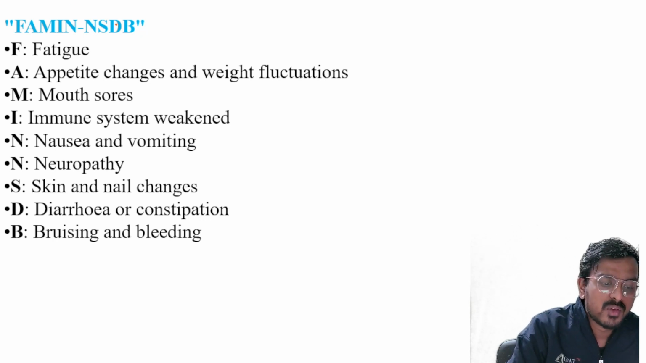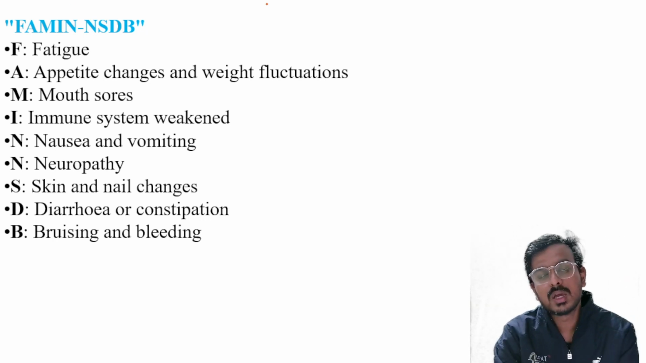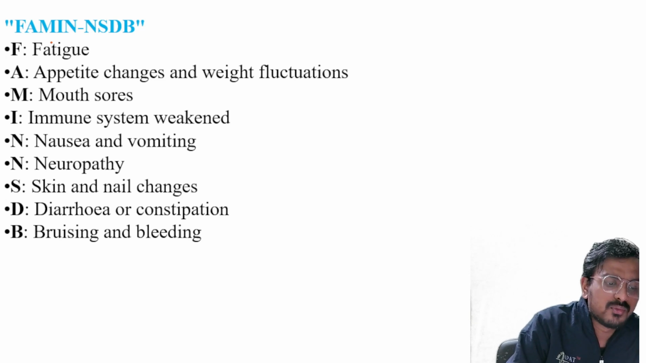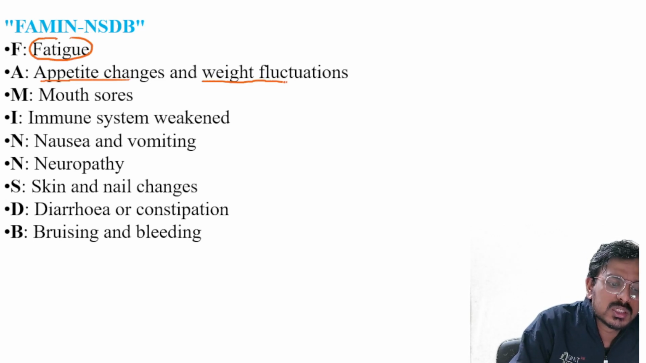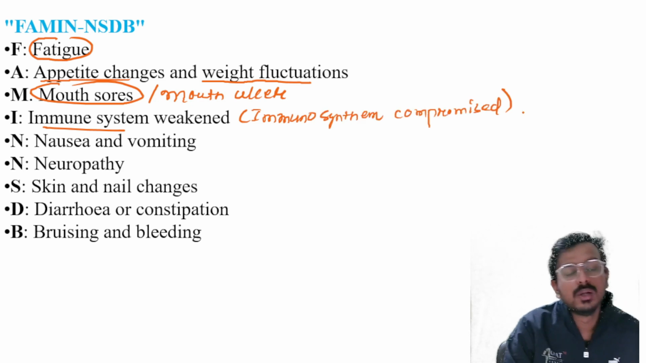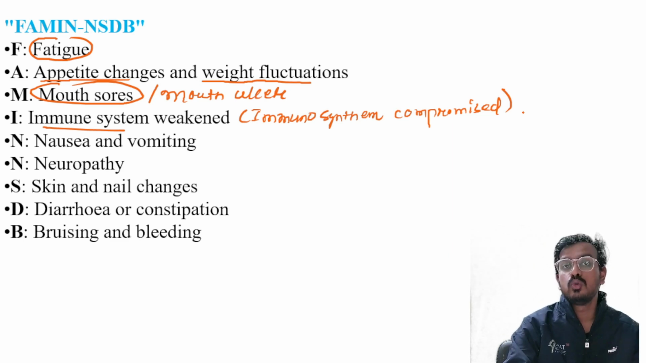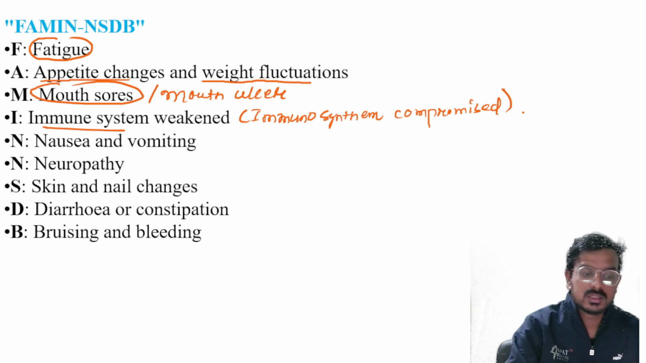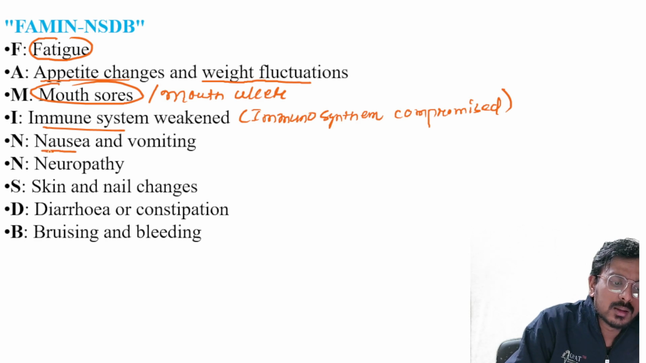The mnemonic is FAMINS NDP. F for fatigue, A for appetite change and weight fluctuation, M for mouth sores or ulcers. Then immune system weakened, that means your immune system is compromised, so that particular person will be more prone to any type of infection. The most common are nausea and vomiting.